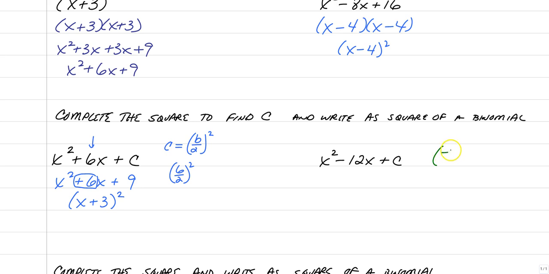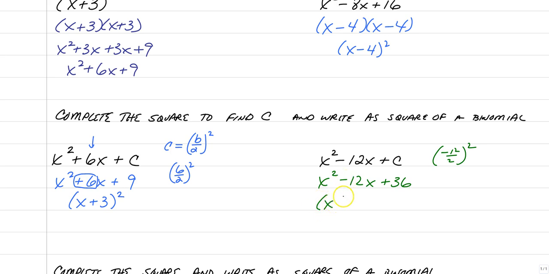So if you would have taken negative 12 and divided that by 2 and squared it, negative 12 divided by 2 is a negative 6, squared is a positive 36. So first step, x squared minus 12x plus 36. If you have a minus 36, you need to remember a negative 6 times a negative 6 is going to give you a positive 36.